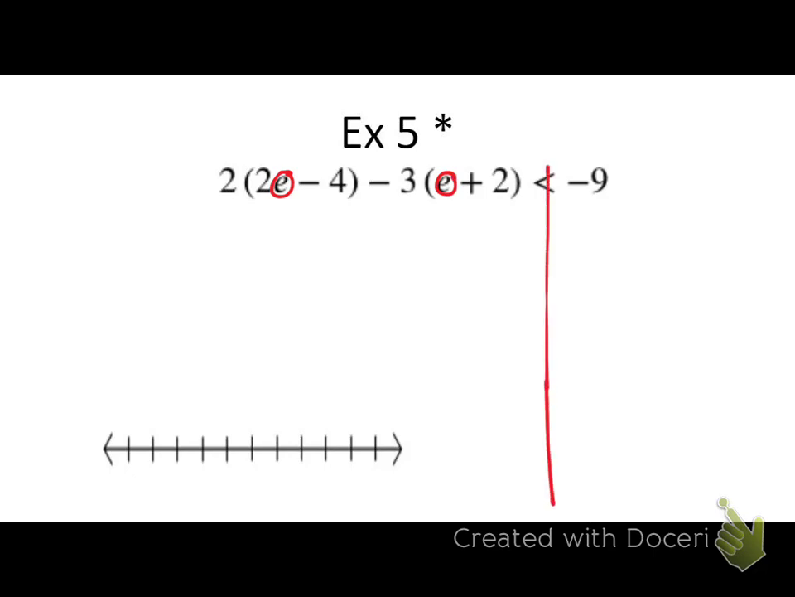Okay, so I circled my variable, I drew my line. My next step, according to my note sheet, says to distribute if I can. Dylan, can I distribute? 2 times, not once. So we're going to distribute 2 times here. Okay, go ahead and do that for me.